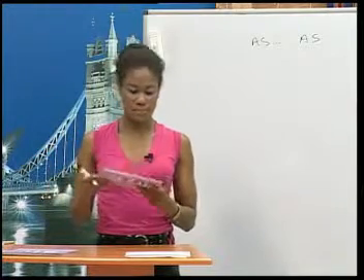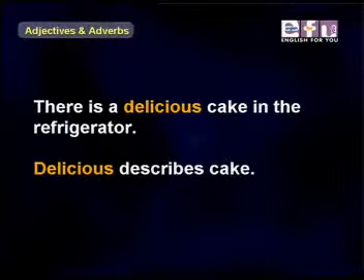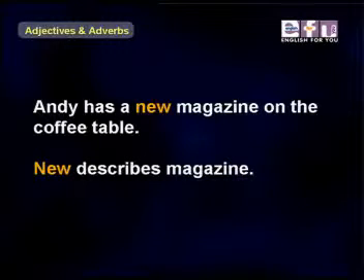Next example. There is a delicious cake in the refrigerator. Delicious describes cake. In this case, the adjective is before the noun. Next example. Andy has a new magazine on the coffee table. New describes magazine. And again, the adjective is before the noun.